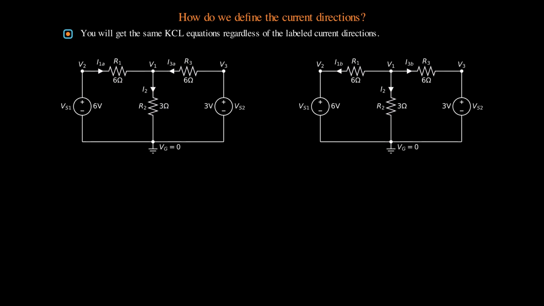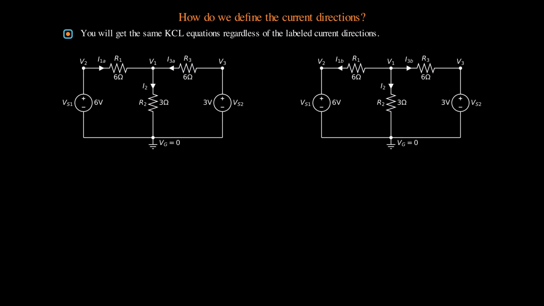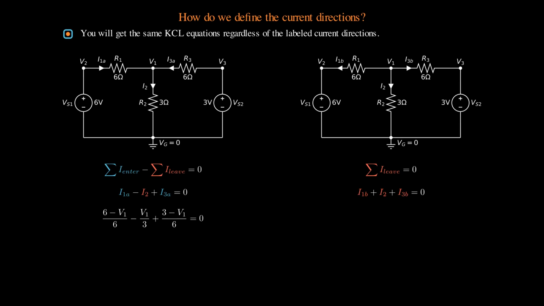Now, let us see how the KCL equations are derived in both circuits. For the left circuit, we will use equation B. The KCL equation at node 1 is as follows. Then, we rewrite the equation using node voltages. For the right circuit, we will use equation E. The KCL equation at node 1 is as follows. Then, we rewrite the equation using node voltages. You may pause the video to check the equations.